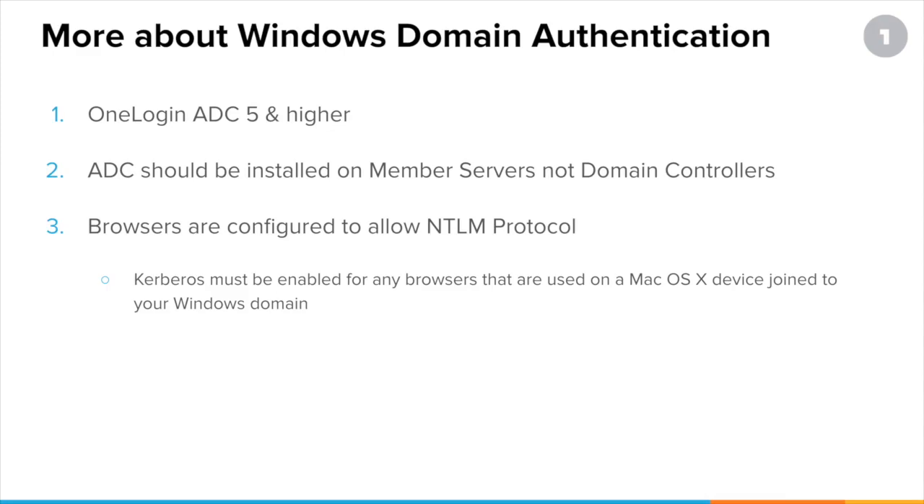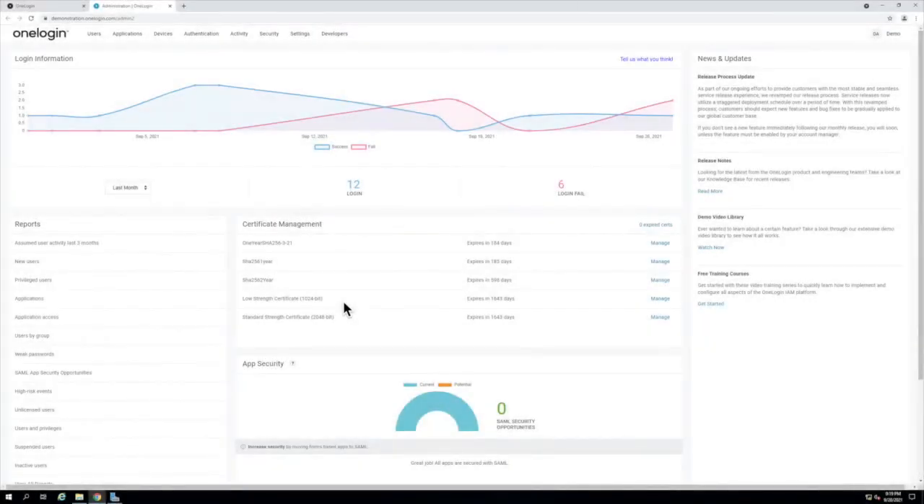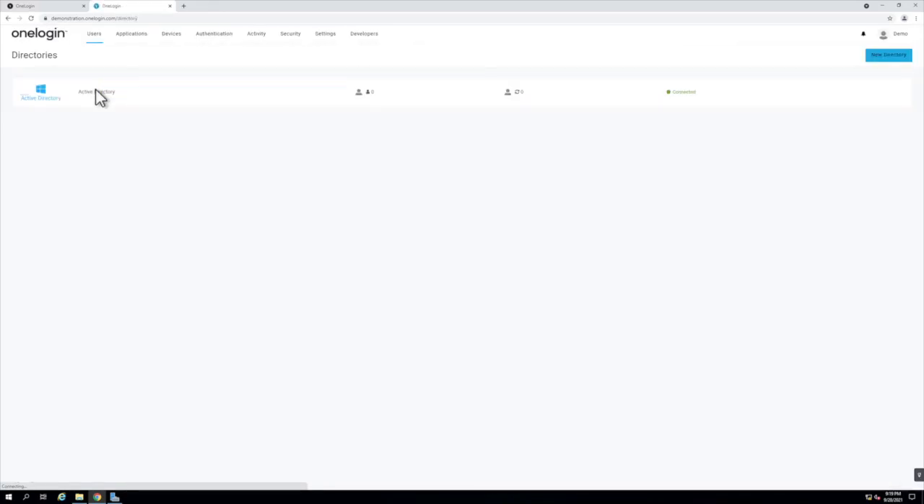Finally, make sure your browsers are configured to allow NTLM or enabled for Kerberos if you have Mac devices that are joined to your Active Directory domains. So, just in case you haven't gone through installing the Active Directory connector, let's do a quick refresher of installing the ADC. We would recommend that you go through the documentation on installing the Active Directory connector or watch the Installing and Configuring Active Directory Connector video training if you haven't already done so. All right, first things first, Windows Domain Authentication working depends upon having the Active Directory installed and configured.